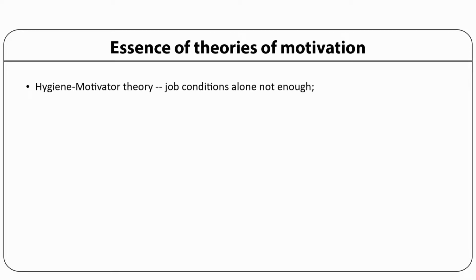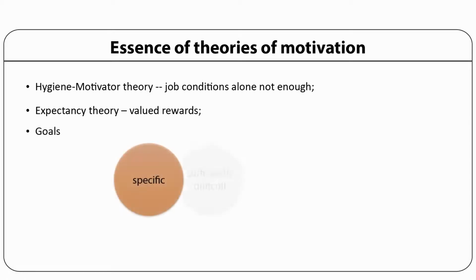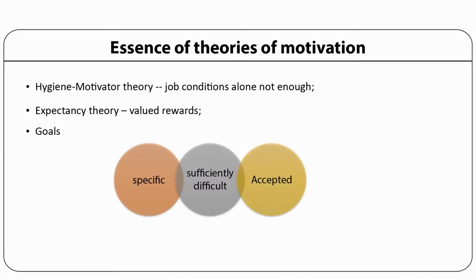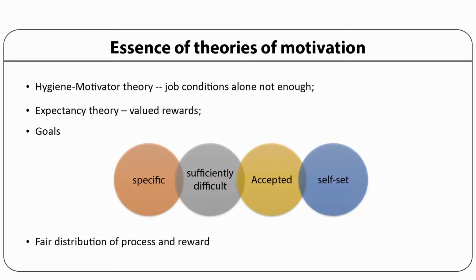Likewise, hygiene motivator theory makes us realize that job conditions such as pay and benefits alone might not motivate people. Expectancy theory suggests that managers need to provide rewards that are valued by their employees and that the employees need to feel they can achieve their goals, and high performance will result in the reward. Goals need to be specific, sufficiently difficult, accepted by the employee, and self-set if possible so that the employee becomes naturally committed. In addition, process and reward distribution needs to be fair to enhance trust, job performance, and motivation.